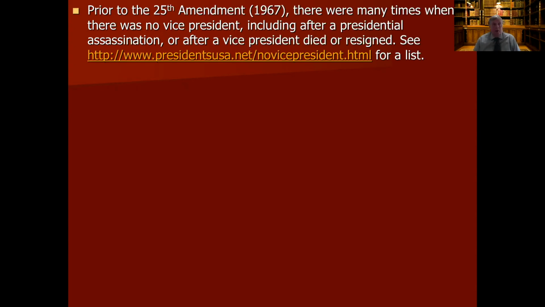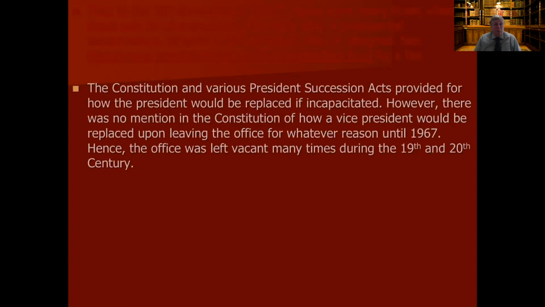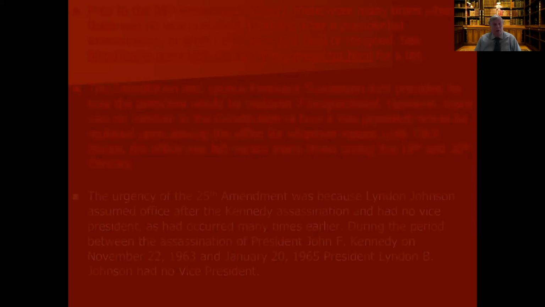And you can see a list of the times when the office of the vice presidency was vacant by going to the hot link that I have at this bullet. The Constitution and various presidential succession acts provided for how the president would be replaced if incapacitated. However, there was no mention in the Constitution of how a vice president would be replaced upon leaving the office for whatever reason until 1967. Hence, the office was left vacant many times during the 19th and into the 20th century.